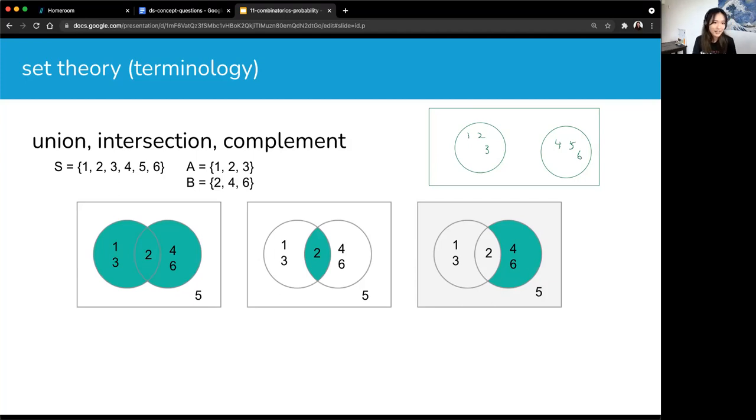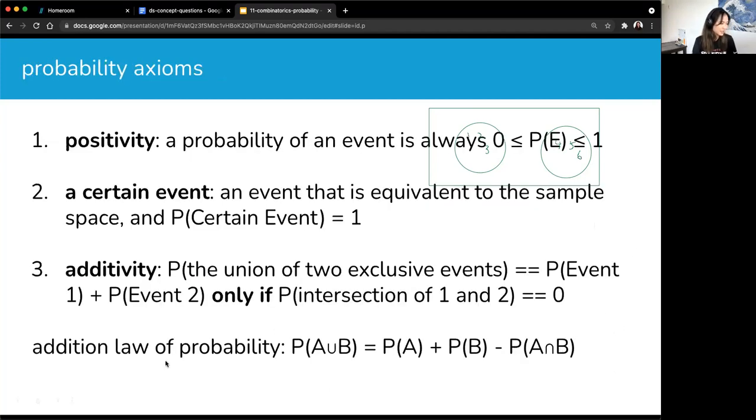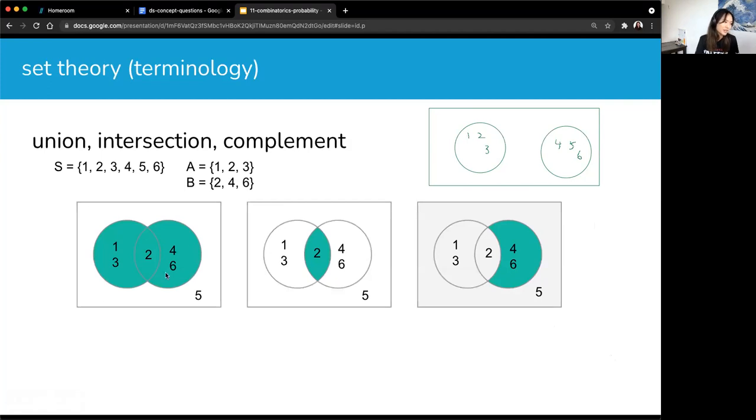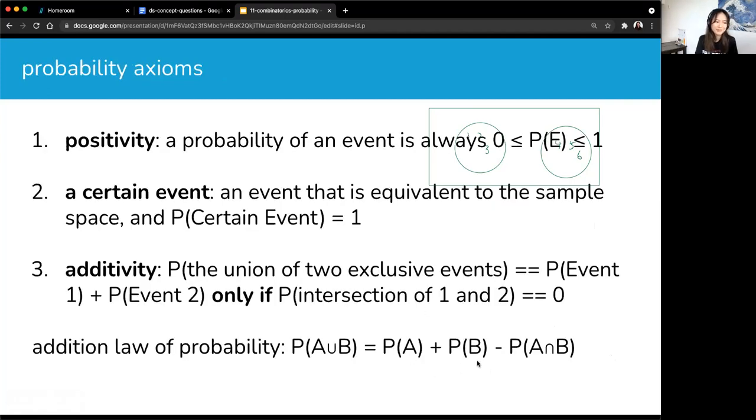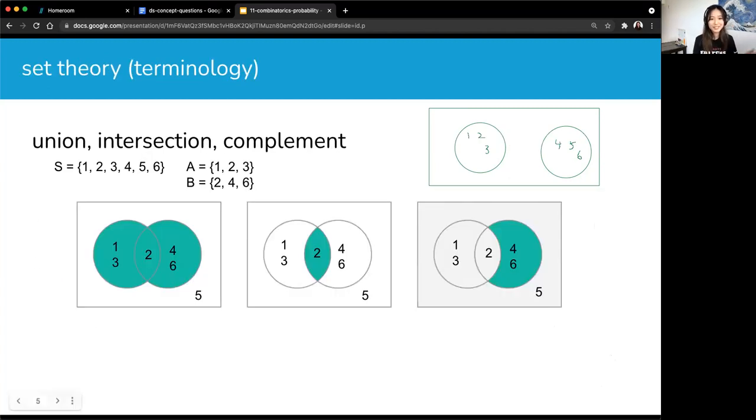To contrast that with our example here, we have the addition law of probability, which if you want to find the probability of A union B, is P(A) plus P(B) minus P(A intersect B). That actually does scale up if you have more events as well. Let's say we wanted to find the probability of A union B, which is here. Yes, we can look at it and say, all right, it's 5 out of 6, because out of 6 elements, 5 of them are in the shaded area.